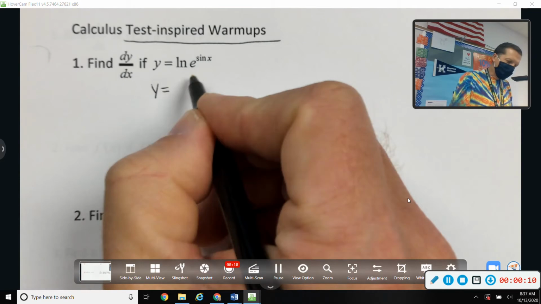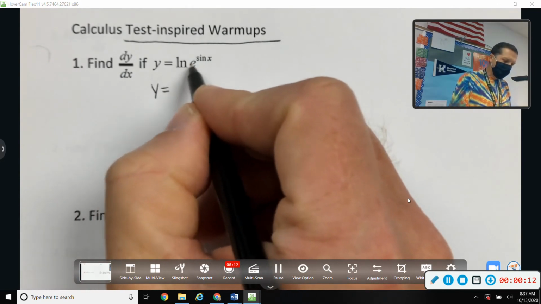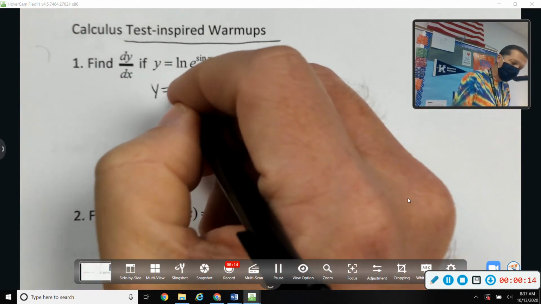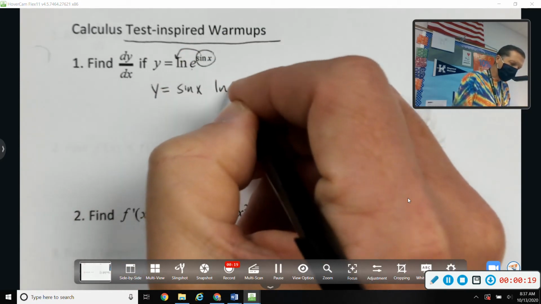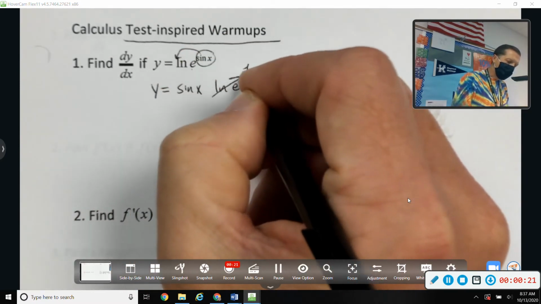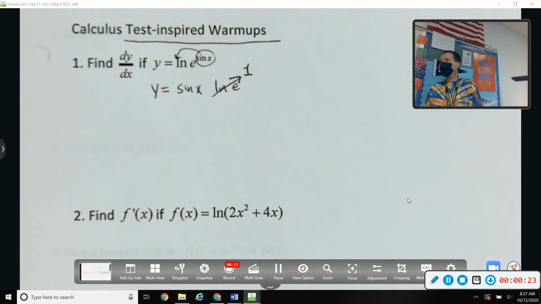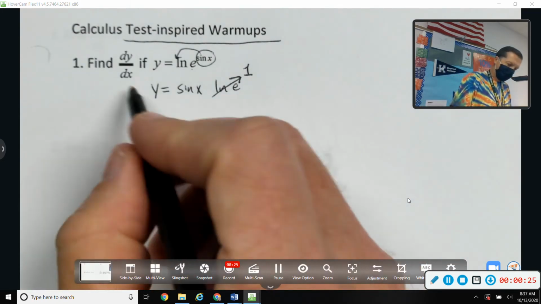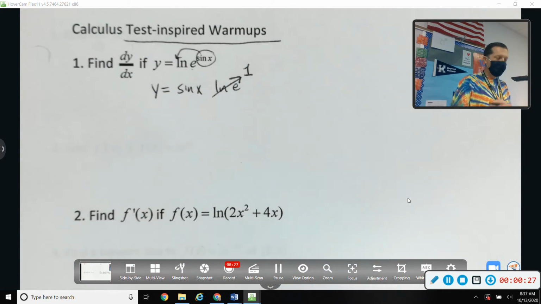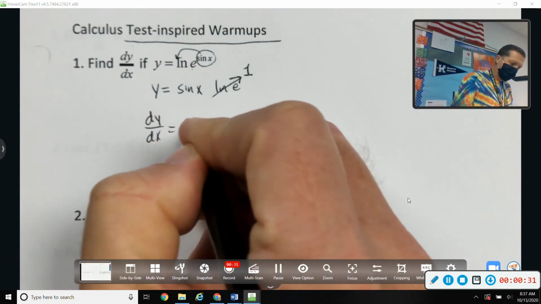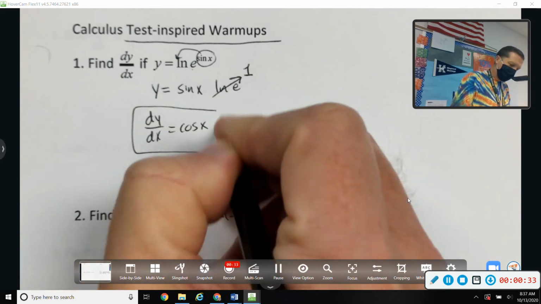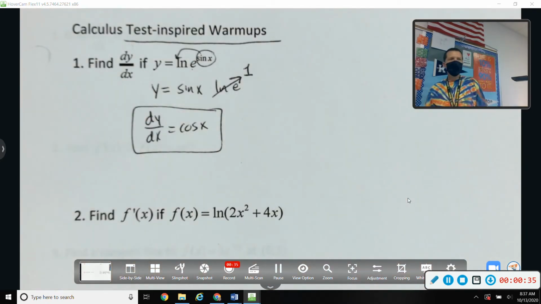So algebra first, natural log of e, that cancels each other out. Or I saw some of you even write out that the sine x can come down front. And that's great, especially if you remember that the natural log of e is 1. I still haven't done calculus yet, but that algebra has now made my calculus life pretty easy. dy dx is cosine of x. So pretty straightforward on that one.